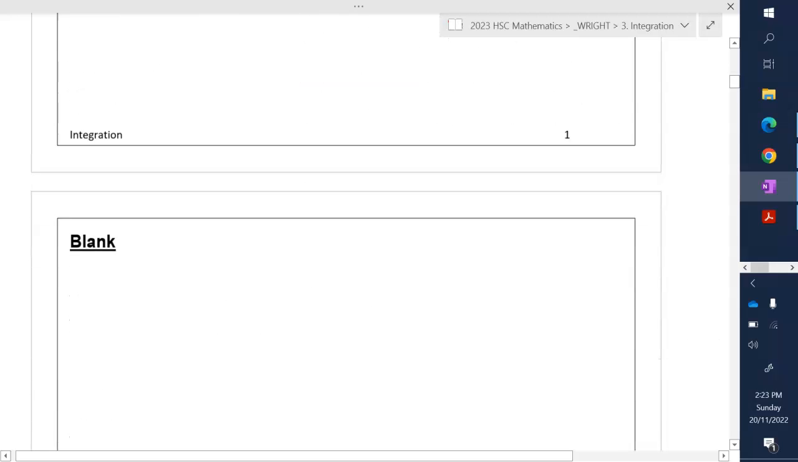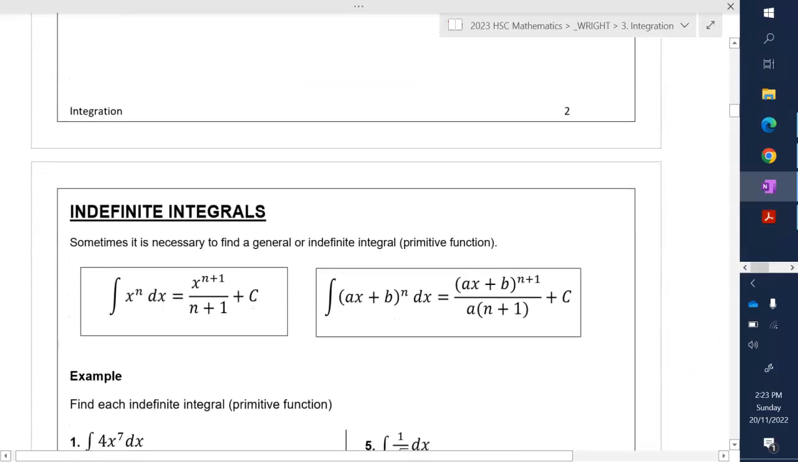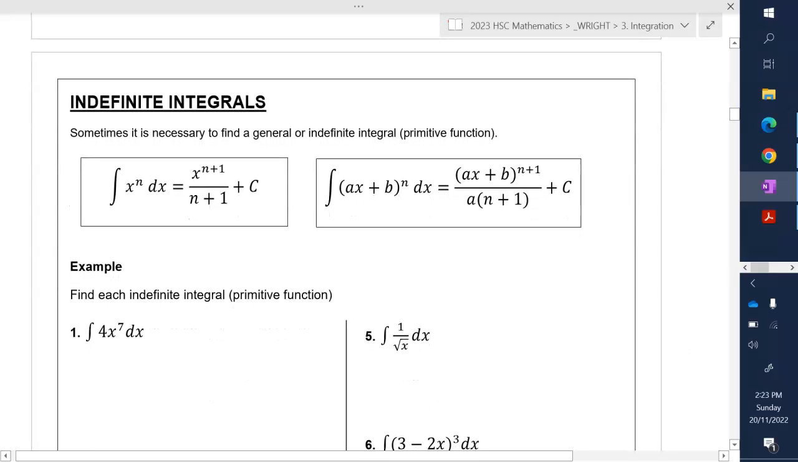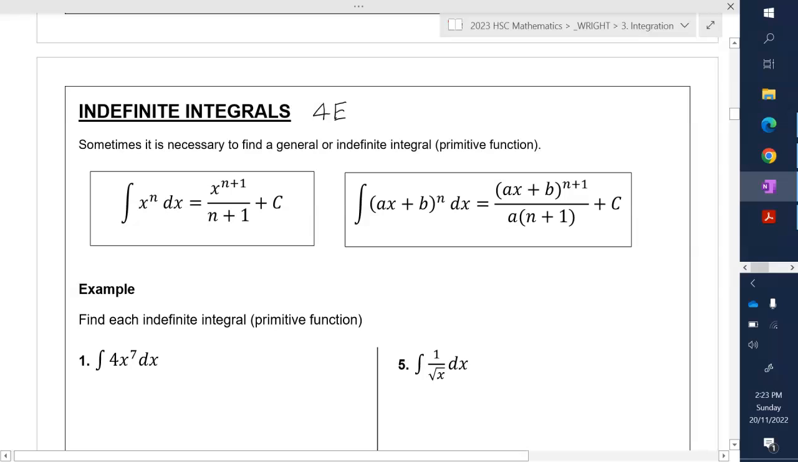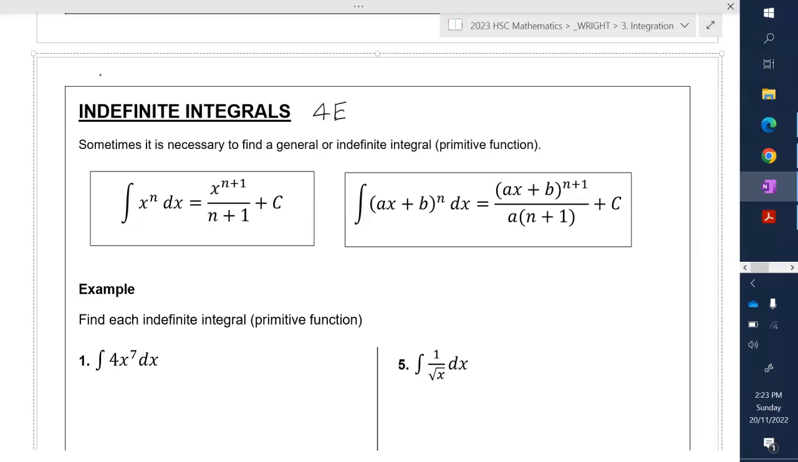So if we scroll down to the next section, I've left a blank page for you in there. We're going to be having a look at indefinite integrals. Now this relates back to our textbook in section 4E. So we're still finding the antiderivative or the primitive function. What we now have is this symbol here. That symbol is telling us we want to integrate, or find the integral of, the function that is in there. And it has a little dx on the end of it.